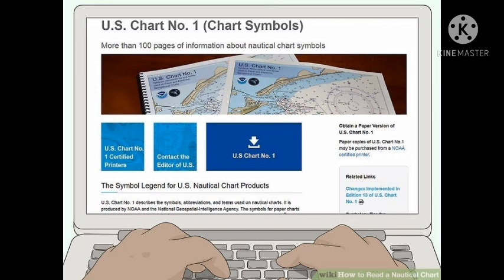The chart covers all US charts. Charts made in other countries may have different symbols. Check with your government's maritime office for a reference.